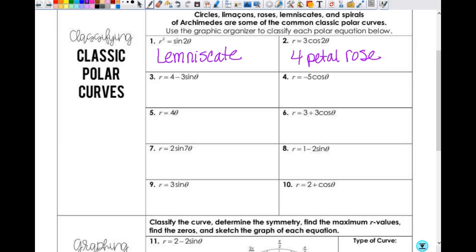So then let's look at number 3. We have the plus or minus, which throws it into the limacon category, right? So then we have to look at the ratio of a to b. So that would give me 4/3, which means it would be in which one would it be?